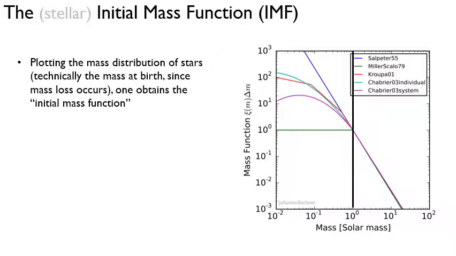Okay, so what do we learn from measuring all those masses? Well, we can figure out what the mass distribution of stars is, just in the local universe where we can get these masses. And we can plot that as a distribution. Technically, we're mostly interested in the mass distribution of stars at their birth. Mass loss does occur, but most stars are not that different in mass from the mass they were born with.